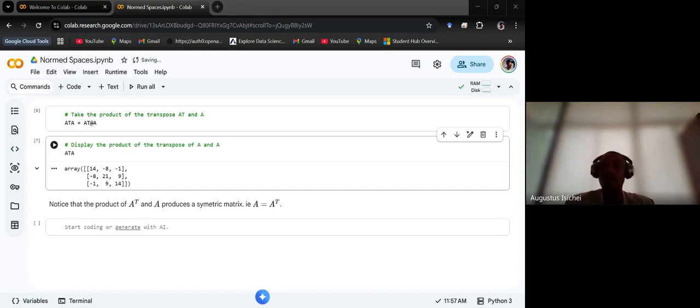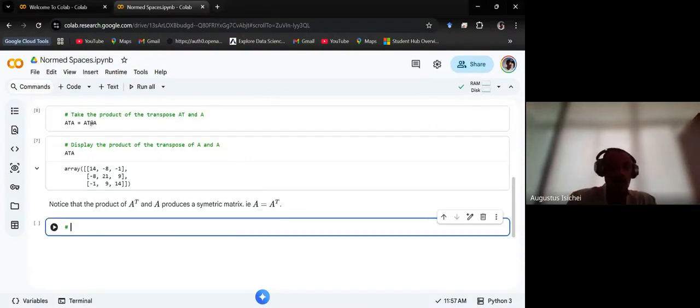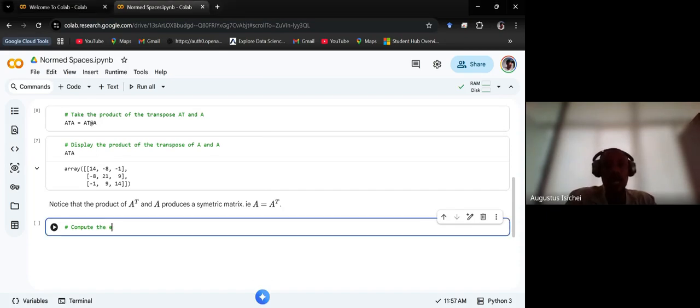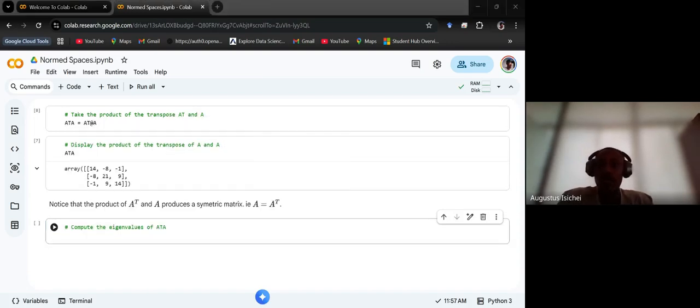Now, with this symmetric matrix, what else do we want to do? We will have to use the eigenvalues. So we want to use the eigenvalues of ATA. The next step I'll take now is compute the eigen, or how do you spell eigen again? Compute is EIG, eigenvalues of ATA. So let's compute the eigenvalues of ATA.